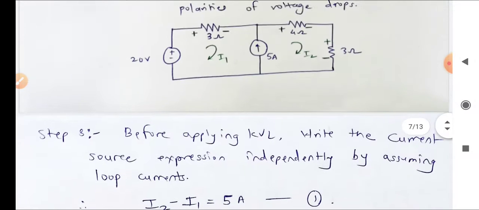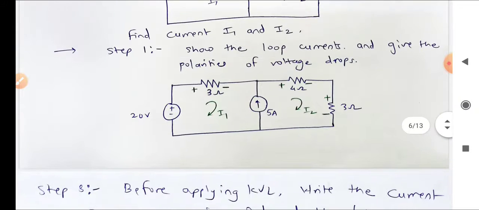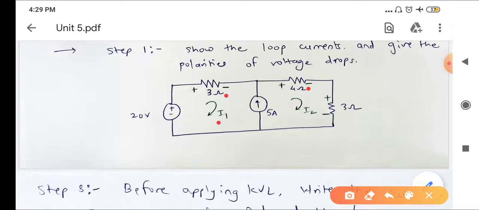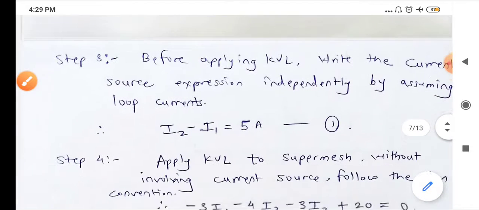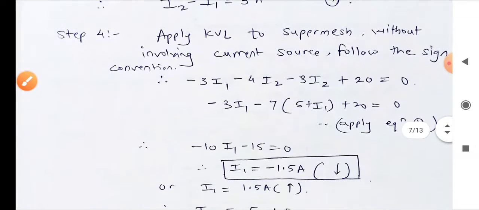See, only the outer loop is there: minus 3I1. Next is minus 4 into I2. The next one is minus 3 into I2. And the last one is plus 20 is equal to 0. Okay, so this is our equation 2. By simplifying this equation, we can get it as minus 10 into I1 minus 15 is equal to 0.